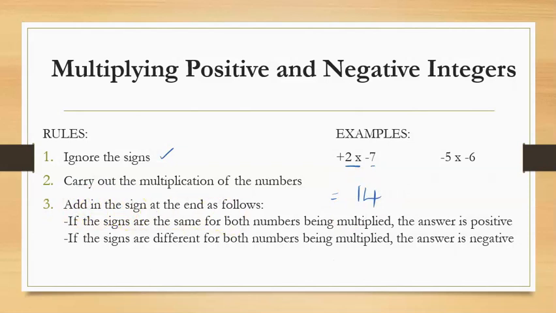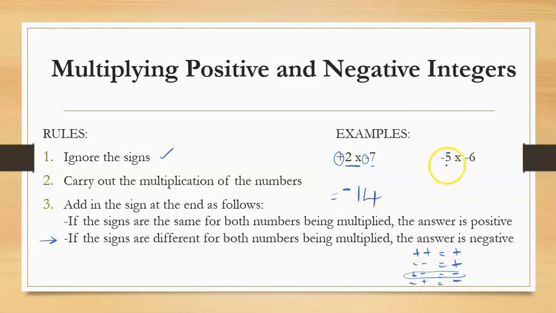So it says if the signs are the same for both numbers being multiplied, the answer is positive. And if the signs are different, then the answer is negative. So just a little visual of that. If the two numbers are positive, the answer is positive. If the two numbers are negative, the answer is positive. And if you get a positive and a neg, or a neg and a positive, then the answer is negative. So what we've got here is a positive and a negative. The signs are different, so the answer is negative.